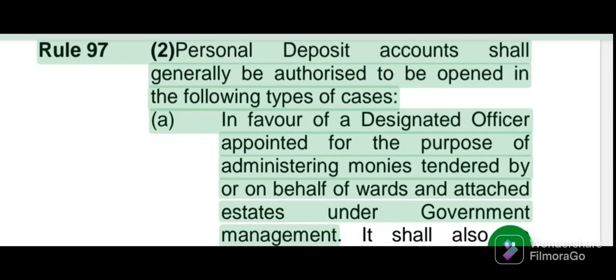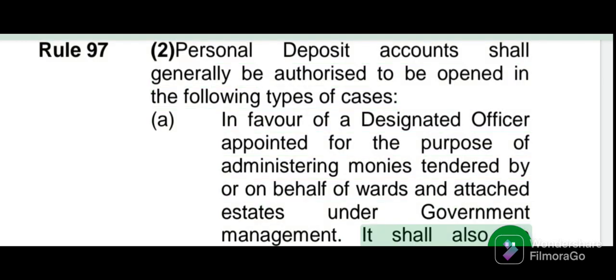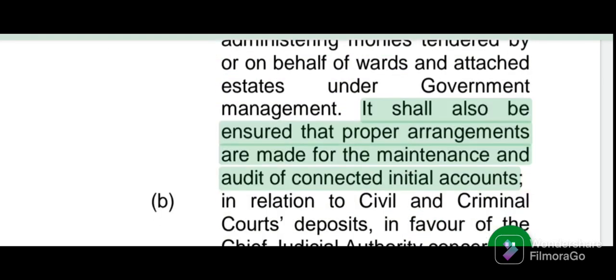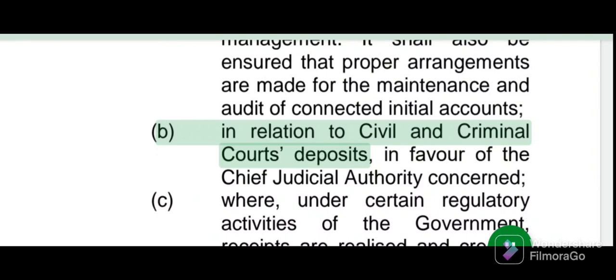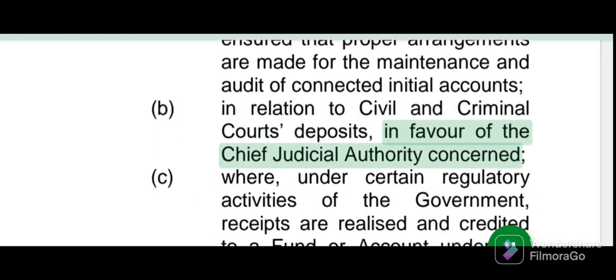Rule 97(2): Personal deposit accounts shall generally be authorized to be opened in the following types of cases. A. In favor of a designated officer appointed for the purpose of administering monies tendered by or on behalf of wards and attached estates under government management. It shall also be ensured that proper arrangements are made for the maintenance and audit of connected initial accounts. B. In relation to civil and criminal courts deposits, in favor of the chief judicial authority concerned.